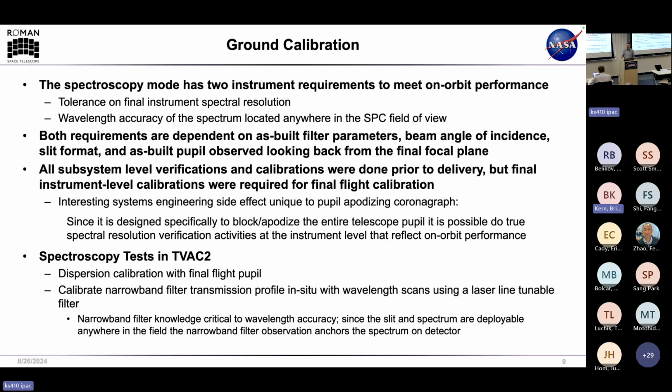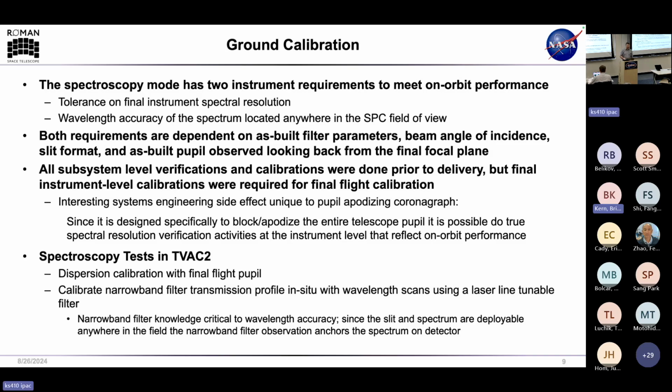You have to have the right actual instrument pupil. Sidebar on that is that an interesting systems engineering side effect is that at the instrument level, we're actually able to have greater confidence in our CBE of the as-built spectral resolution, because the aperture actually defines the pupil function that you're going to see on orbit. So assuming everything goes well at the instrument level, you actually have great confidence in the observatory level spectral resolution that you're going to get.